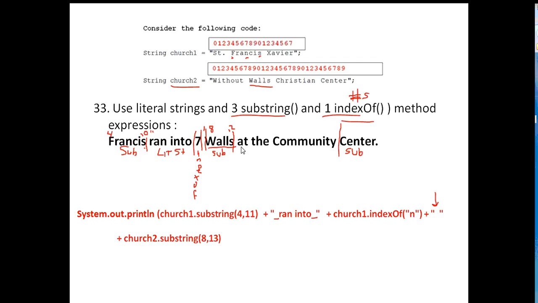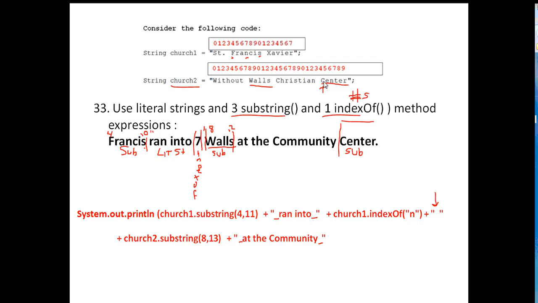And so we're going to go from space through community and then space for our literal string. So we should have a space at the beginning, space at the end. The next thing is going to be the substring that gets centered. Now center, of course, is the end right here of church2. So we're going to use church2. And remember, since it goes from here to the end, we're only going to need one parameter.